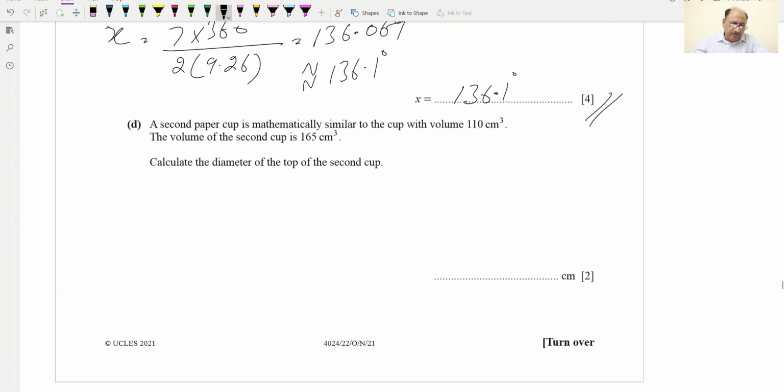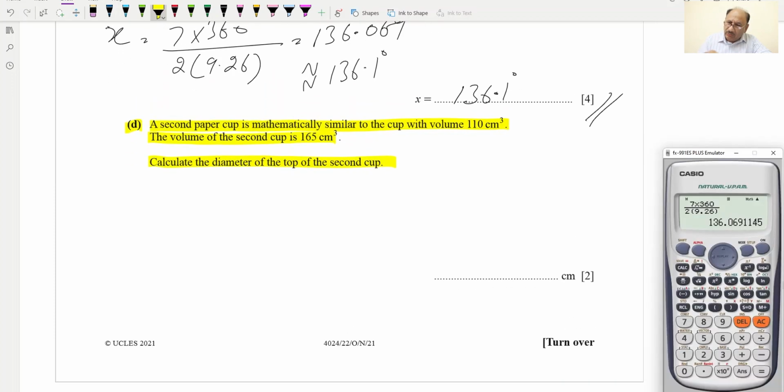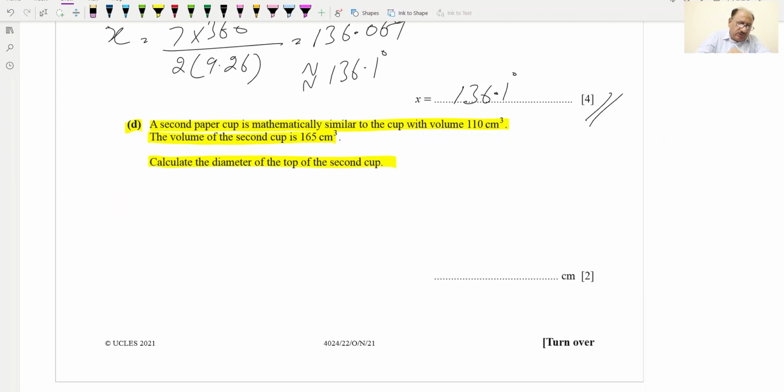Now they are saying part D, a second paper cup is mathematically similar to the cup with volume 110 centimeter cube. The volume of the second cup is 165 centimeter cube. Calculate the diameter of the top of the second cup. So the volume ratio we can calculate. The volume ratio will be k cubed.